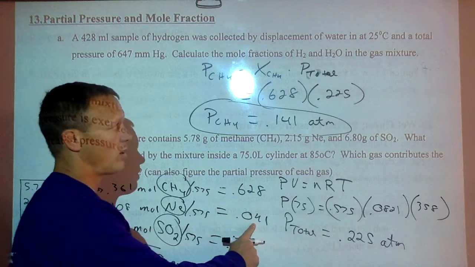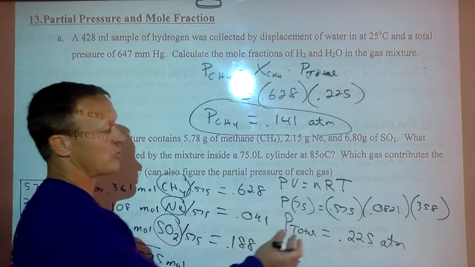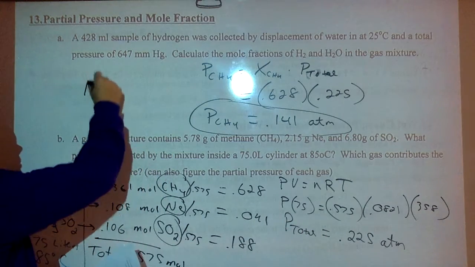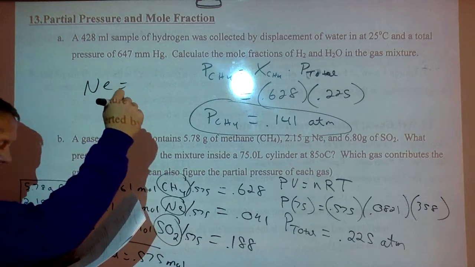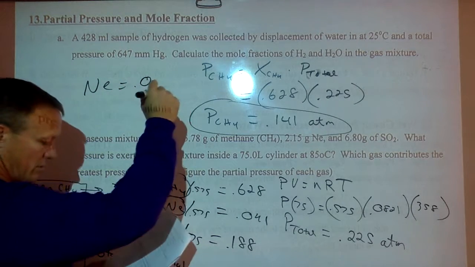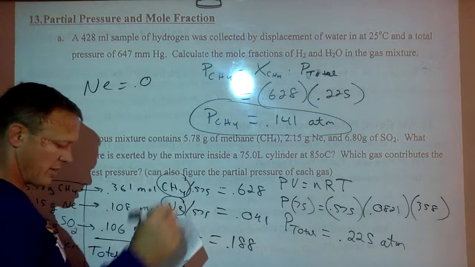Take 0.041 times that number, and then that one times that number. Again, our pressure should add up to 0.225, but when you get down here, neon's pressure ends up being 0.041 atmospheres. Oh. Don't think I have that right.